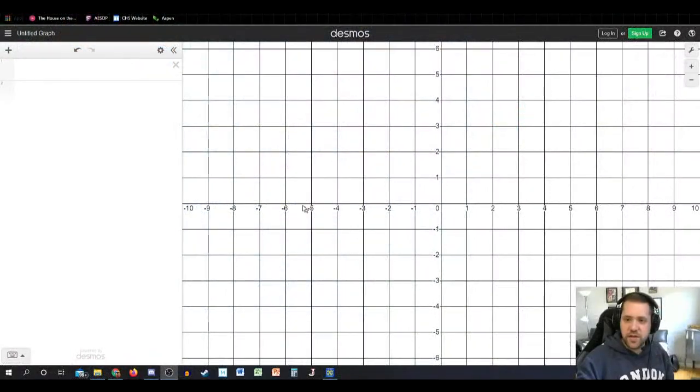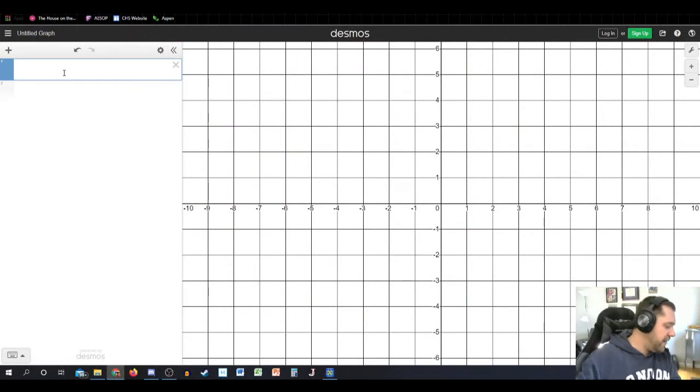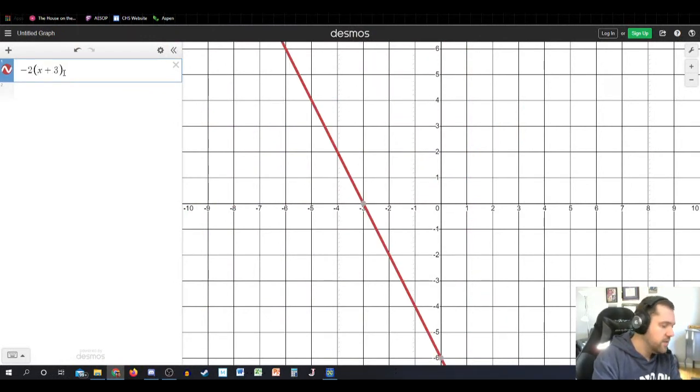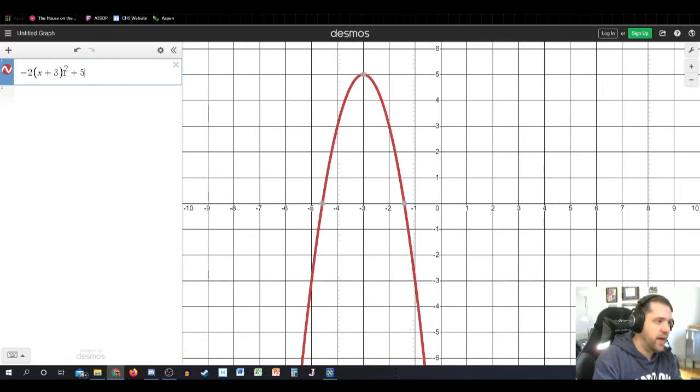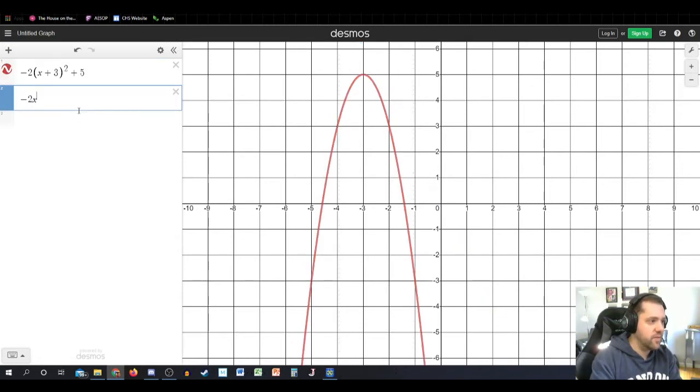If I switch over to here, take a look. We have our first function we did was negative 2 times x plus 3 squared plus 5. Exactly as we expect, it would have a vertex at negative 3 comma 5 because that would be your horizontal shift comma vertical shift. And it is downwards facing because the stretch is negative 2. If I graph the function negative 2x squared minus 12x minus 13, same thing, which is pretty exciting.